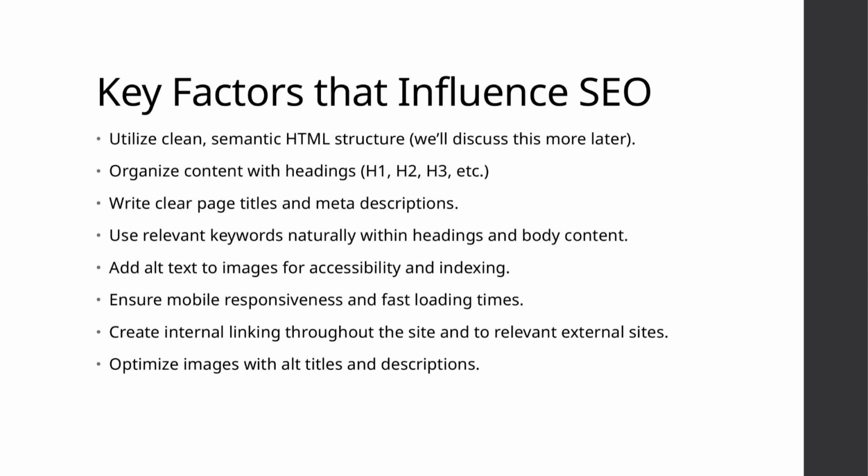Several key factors should be considered when writing SEO-optimized content. Content quality, keyword usage, usability, mobile friendliness, and backlinks significantly impact rankings. Utilizing clean semantic HTML, organizing content with headings, writing clear page titles and meta descriptions, and integrating keywords naturally throughout the body copy are also important. Adding alt text and descriptions for images aids in SEO, but is also crucial for accessibility.